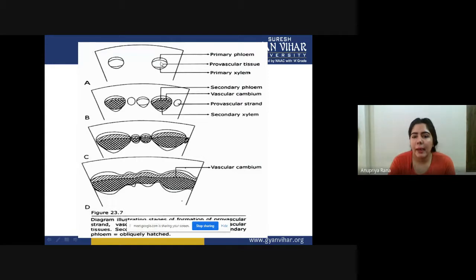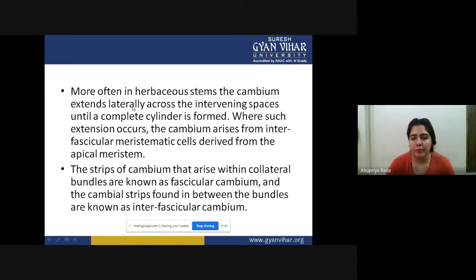So, if the cambium is developed by this provascular tissue, this is a vascular cambium. And if that develops between xylem and phloem, it is called fascicular cambium, and the interfascicular cambium lies in between two fascicular cambium. That is developed by the interfascicular meristematic cell, or you can say whatever meristematic cell is present between two fascicular bundles can give rise to interfascicular cambium.